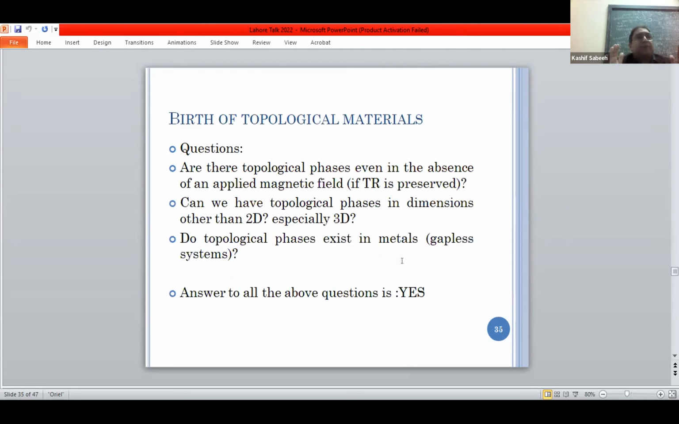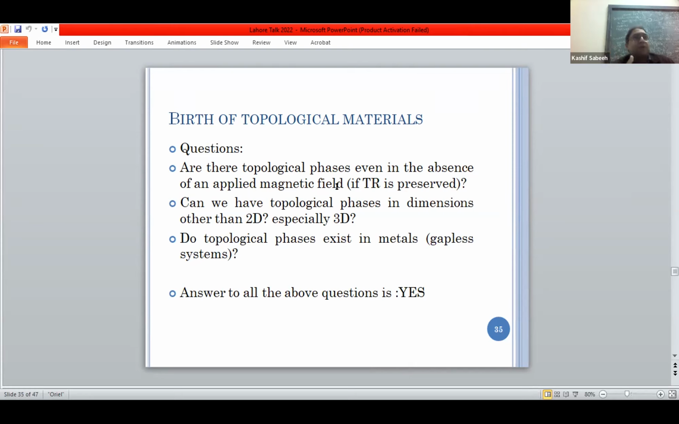After the quantum Hall insulator was discovered, it took time for people to understand and appreciate that it had a topological role in it. But various questions were raised related to topological phases. One: can there be topological phases even in the absence of an applied magnetic field? Note that for a quantum Hall insulator, you need a magnetic field. But the question is, can you have a topological phase without it?